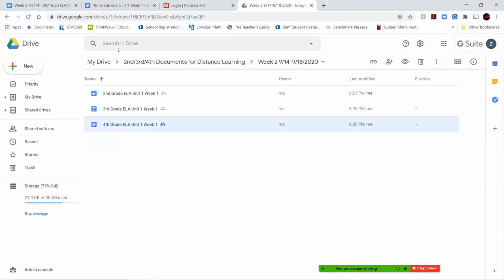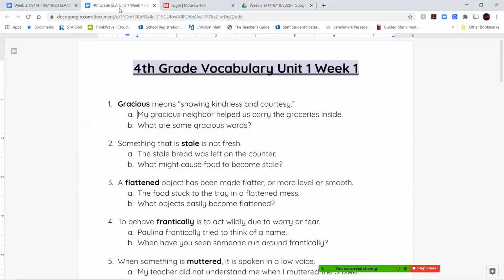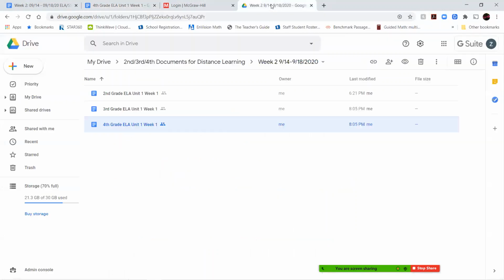So here's the link to the notes that we're going to be working out of for this week. And you're going to see that your notes are labeled 4th grade ELA, Unit 1, Week 1.